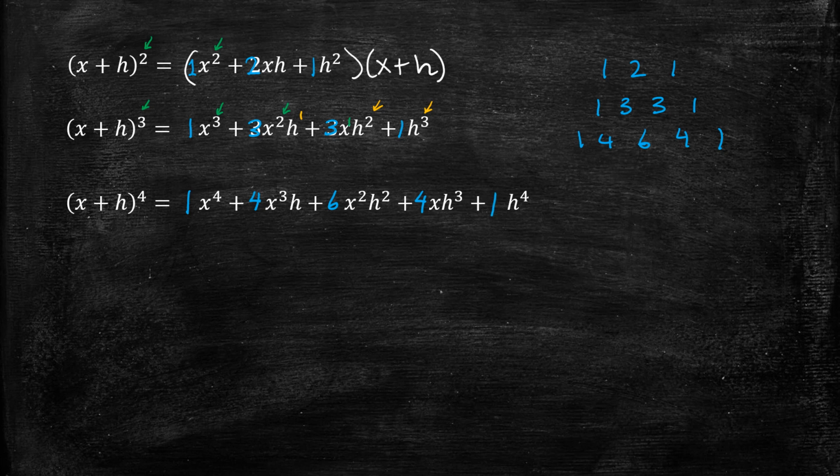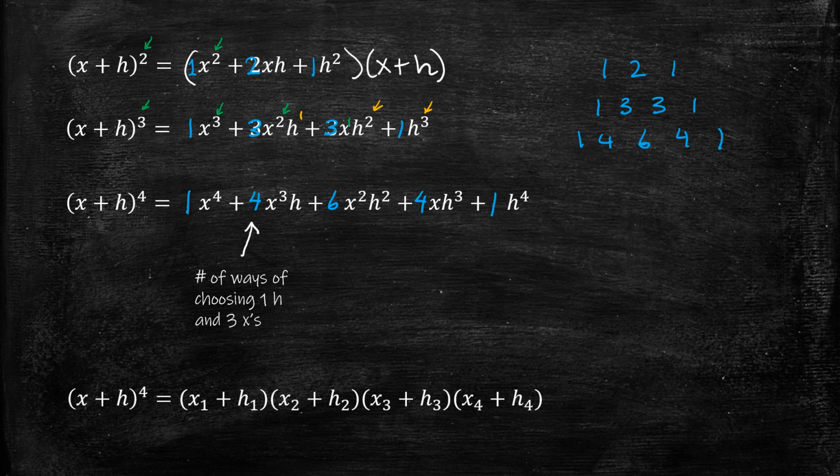Now, as in the last slide, it's kind of helpful to understand, well, what does that number 4 mean? What does that number 6 mean? Well, once again, remember we described how the 4 was the number of ways of choosing one item from 4. Well, that's the same as saying the number of ways of choosing 1 h and 3 x's. That's how I get x cubed h. And the way to think about this is to think, well, in what ways can I get x cubed h?